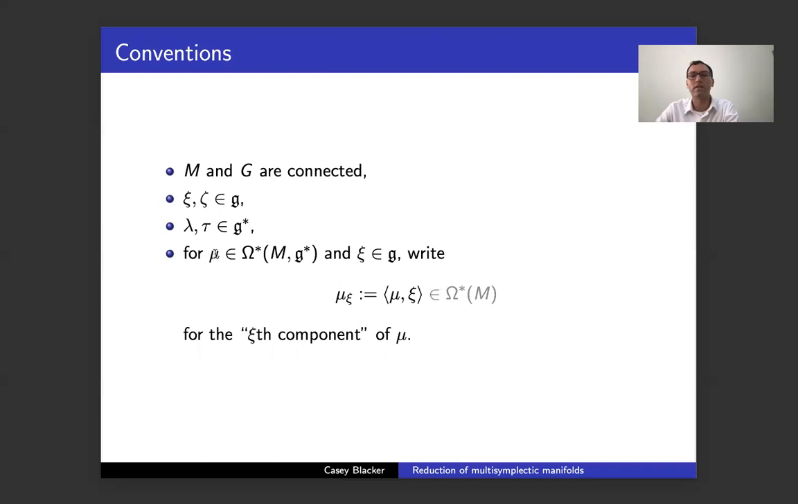Given a dual Lie algebra valued differential form mu on M and a Lie algebra element Xi in the Lie algebra of G, we'll use a subscript to denote the fiber-wise contraction of mu with Xi. This expression indicates a differential form on M. Heuristically, we might think of this as constituting the Xi-th component of mu.